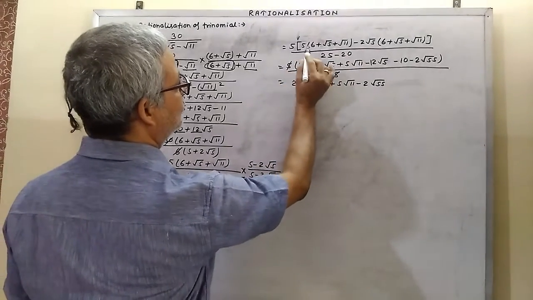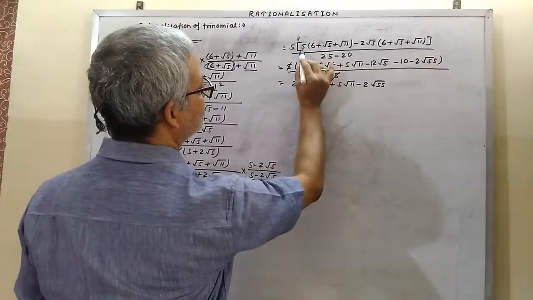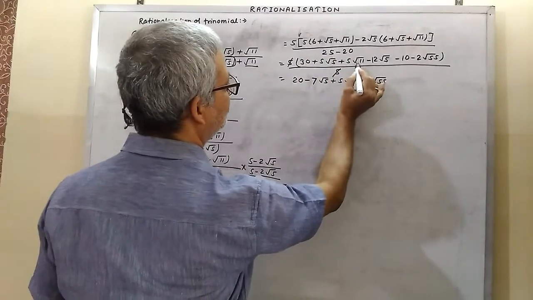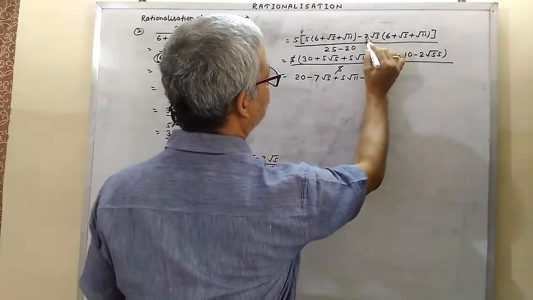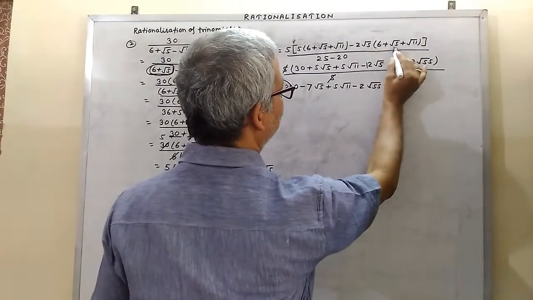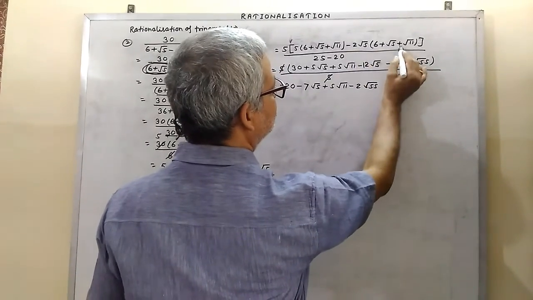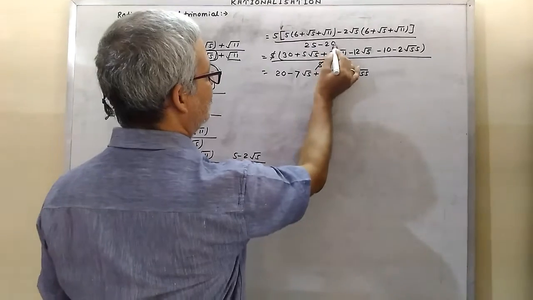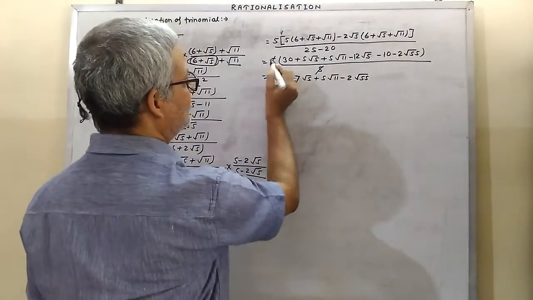Now 5 into, this one you multiply first, 5 sixes are 30 plus 5 root 5 plus 5 root 11, minus 6 twos are 12 root 5, plus minus root 5 into root 5, 5 twos are 10, minus 2 root 55, divided by 25 minus 20, 5 cancels.